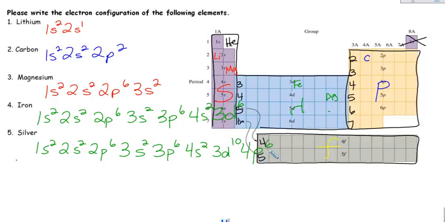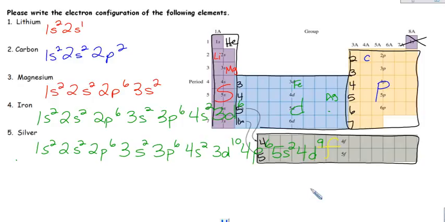Okay, then we just keep going. 4p6. After that, I'm at krypton. Now I go to the 5s for 2. I have this labeled as the 4d, silver. Goes across 1, 2, 3, 4, 5, 6, 7, 8, 9. 4d9. Done. So it gets a little longer the more electrons you have, but it doesn't get any harder.